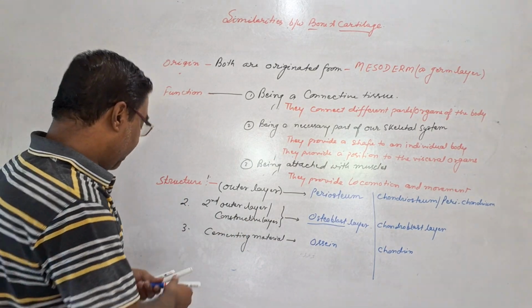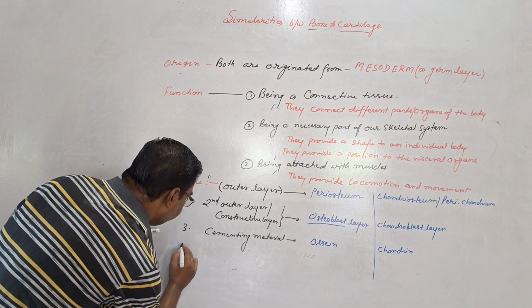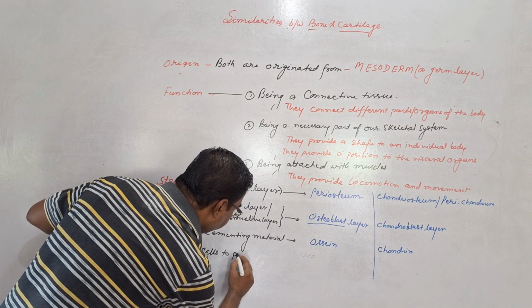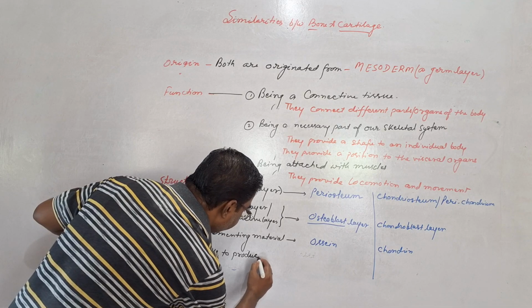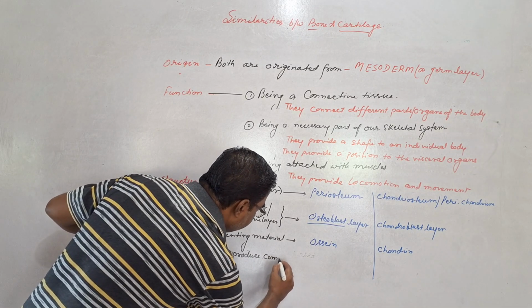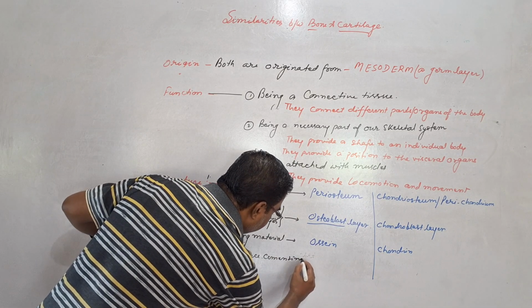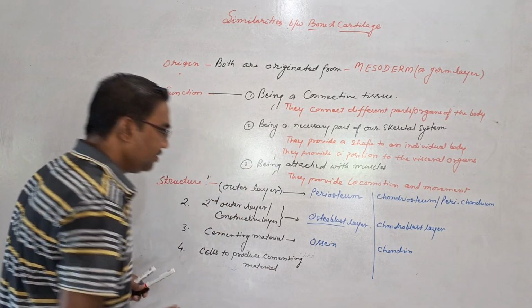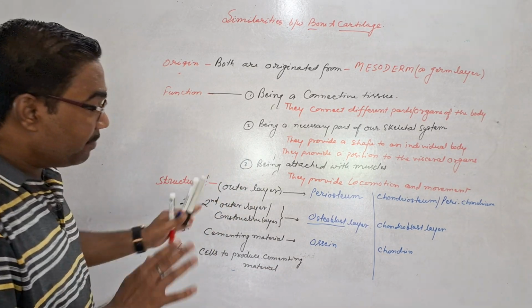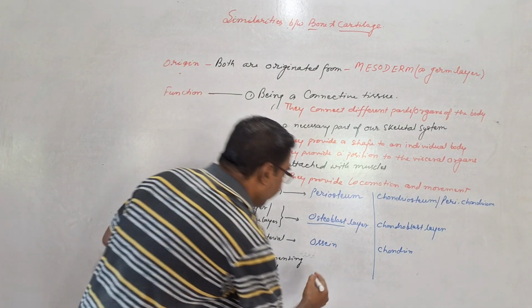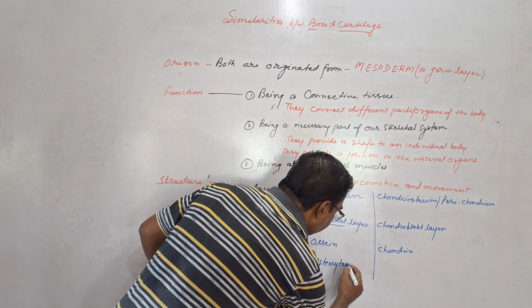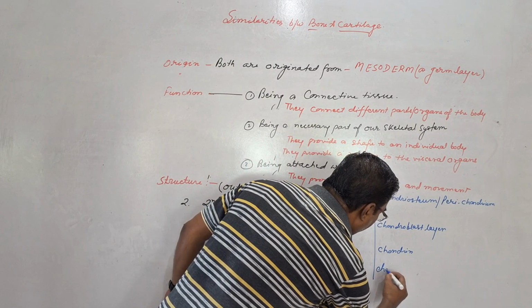Now, they have cells to produce cementing material. Cementing materials are produced by some special type of cells. Here the cementing material is produced by osteocytes, and here it is produced by chondrocytes.